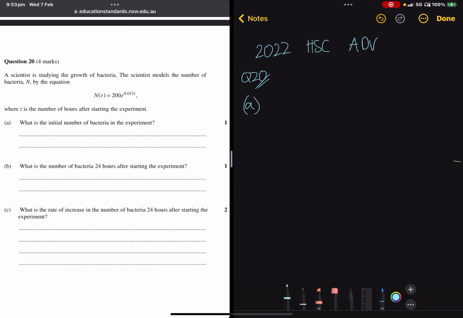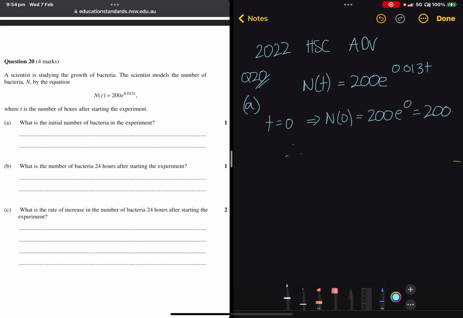Alright, so for part A, we've been told the number of bacteria at a certain time is equal to 200 times e to the 0.013 times time. Now if we let time equal 0, this will give us the initial. So n of 0 is equal to 200 times e to the 0.013 times 0, which is 0. e to the 0 is 1. This is 200. Therefore the initial number, which we could just call n of 0, is equal to 200. So there were originally 200 bacteria.